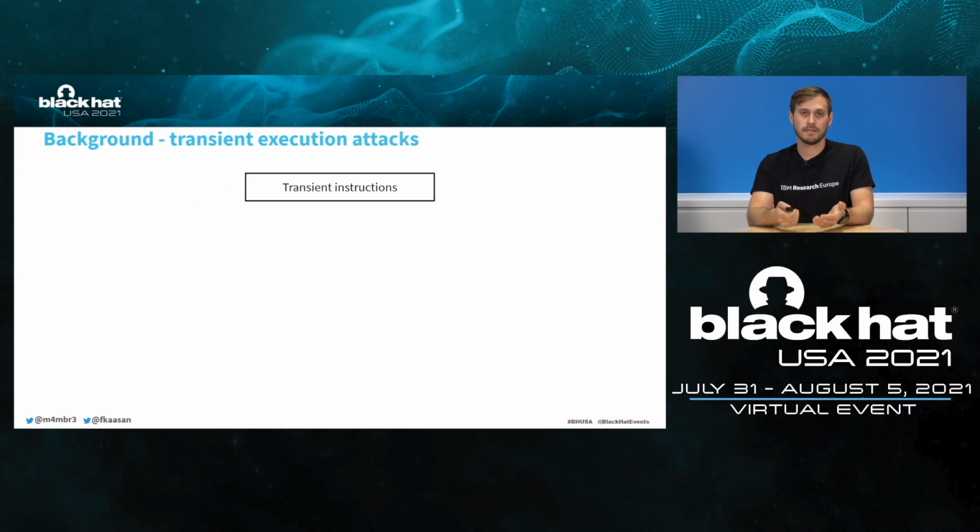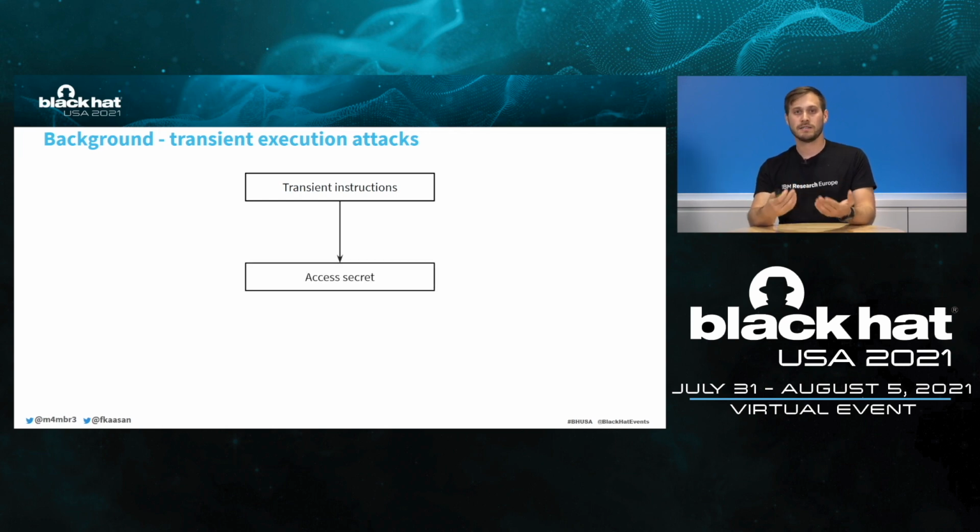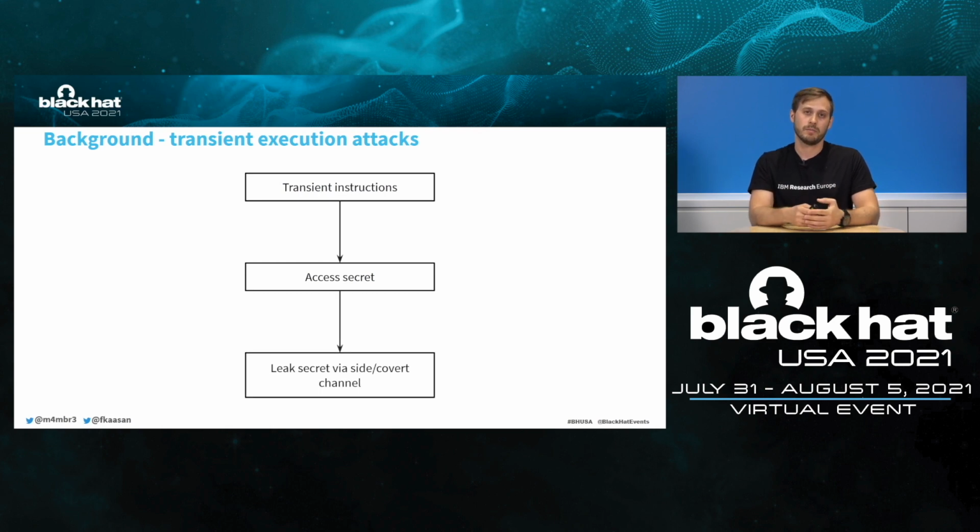So an attack in transient execution works as follows. We have some transient instruction that is generated by the CPU because of some optimization, and this transient instruction will access a secret. By accessing the secret, these instructions leave some footprint in the microarchitecture that is not rolled back by the CPU when the instruction is squashed. And an attacker, through one of the many side channels available in the microarchitecture, will be able to leak this footprint and find out what secret was accessed.